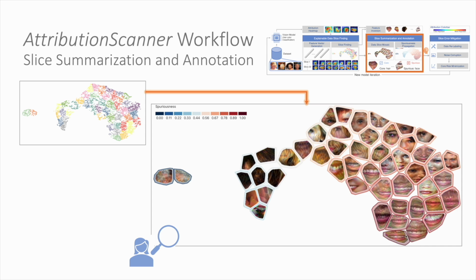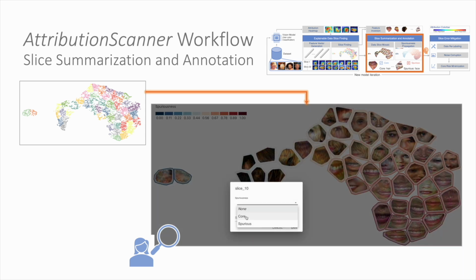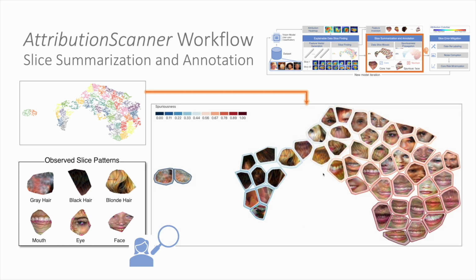With our system, the user can easily identify spurious correlations in the data and annotate them with a few clicks. This annotation is automatically propagated to all slices.